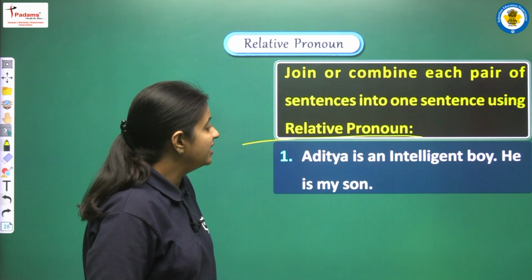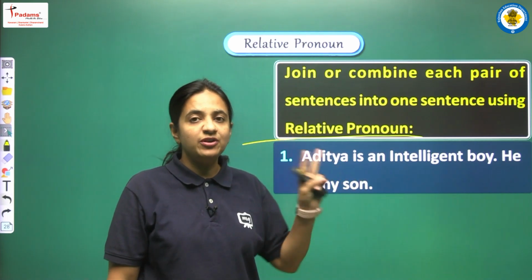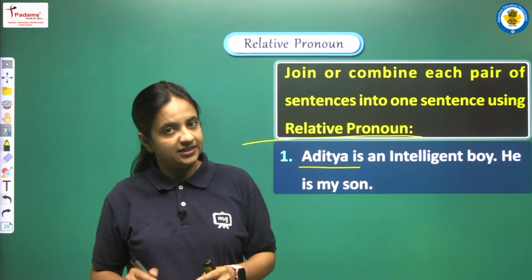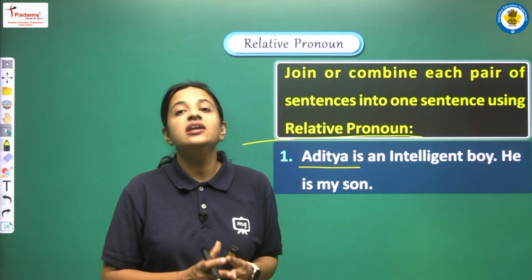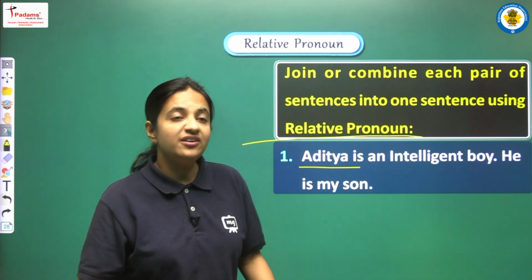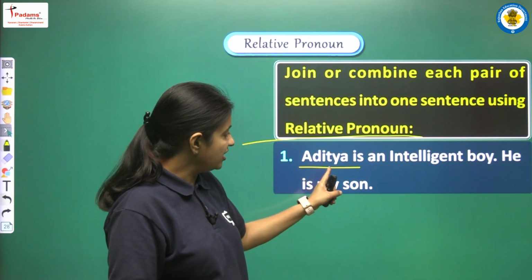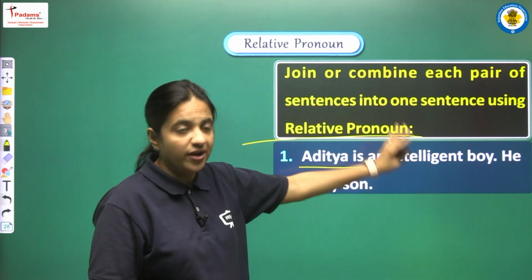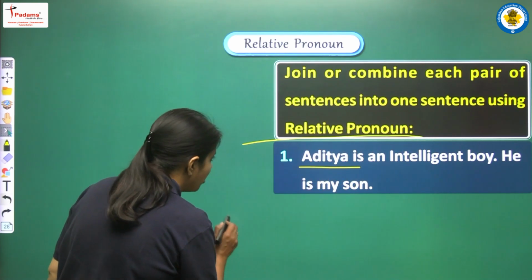Aditya is an intelligent boy. He is my son. So here we are having two different sentences. We are talking about one boy, that is Aditya, and now we have to join these two sentences into one using the most appropriate relative pronoun. So let's see how we can write. Here we are talking about Aditya. The first thing we are saying is that he is an intelligent boy. Second, we are saying that he is my son.